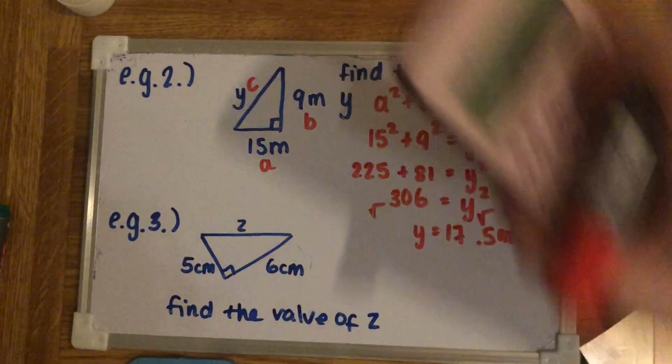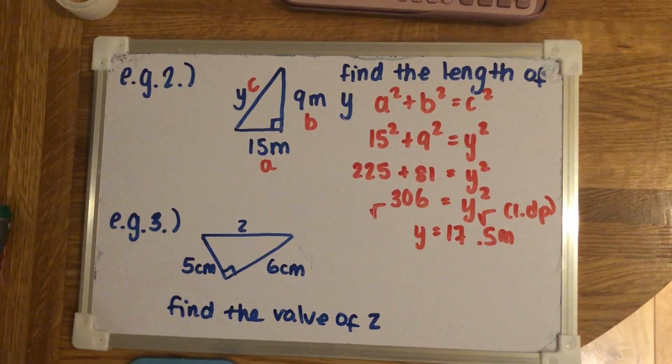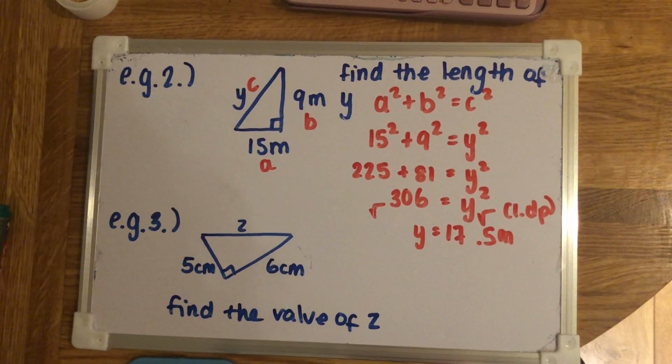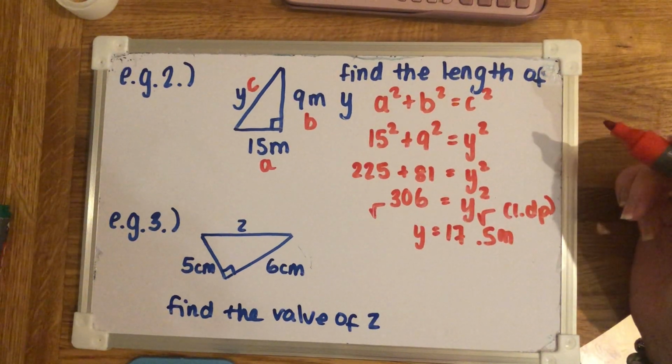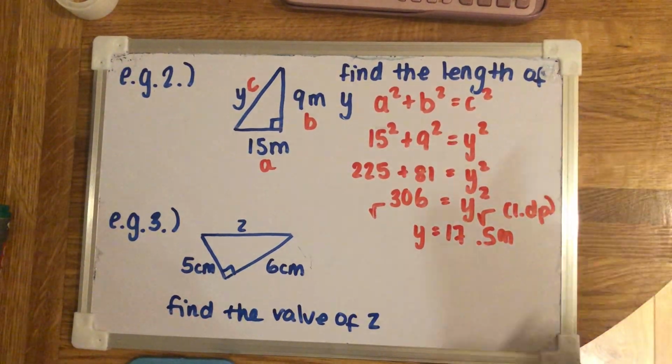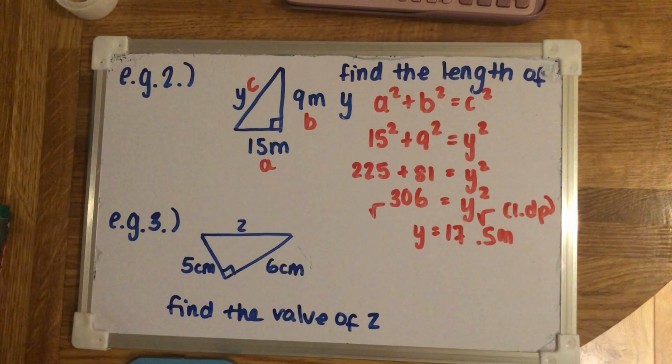Okay, so depending on the question, if it's nice numbers like the first one we did, then you won't always be given a calculator, but when they're a little bit harder, you are going to need a calculator because they're generally going to be decimals. Okay, and the last one.